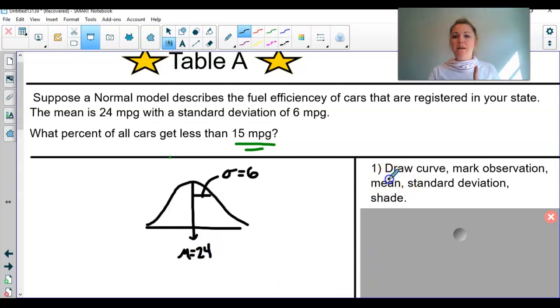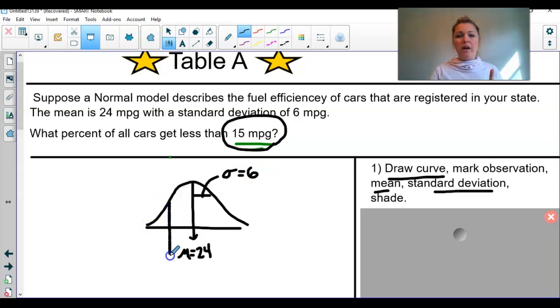Okay, so what we just did there is we drew the curve, right? We drew the mean and the standard deviation. Now we need to mark the observation. So what is the observation? The observation is what the question is asking about. So what percent of all cars get less than 15 miles per gallon? This is our observation. So we mark that over here, and you can kind of pick an arbitrary point. Okay, X is equal to 15. I mean, make it somewhat reasonable, but again, I'm not judging that at all. So don't worry about that.